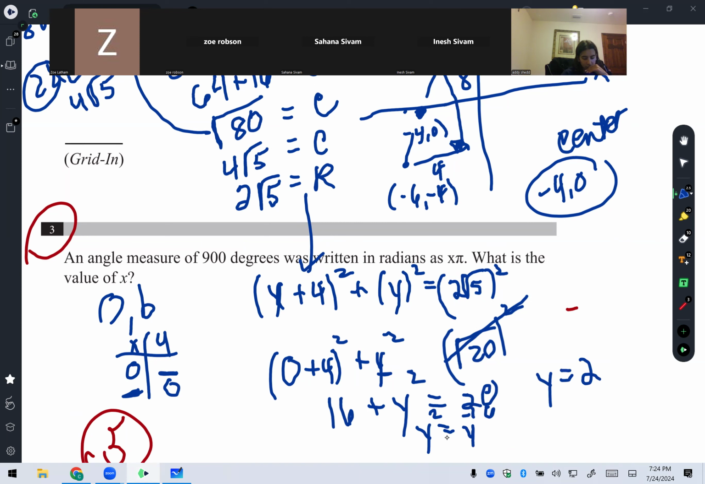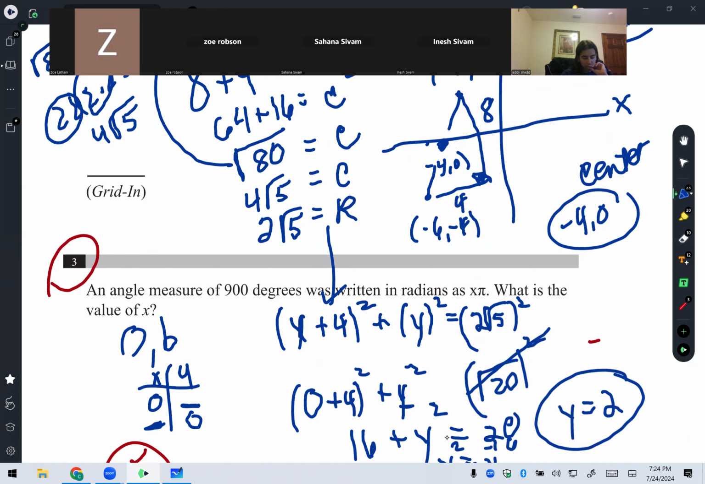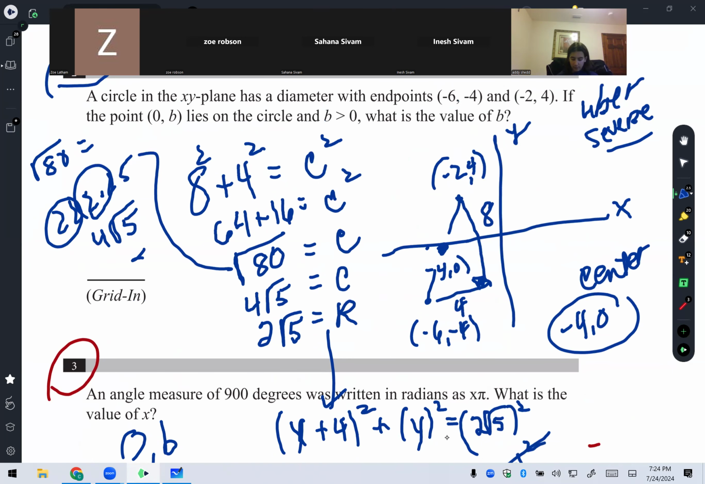So y is 2, and I guess you could check that on decimals. But you would just grid in a 2, not -2, because they say b is bigger than 0. That's your answer. Okay, so here's the work.